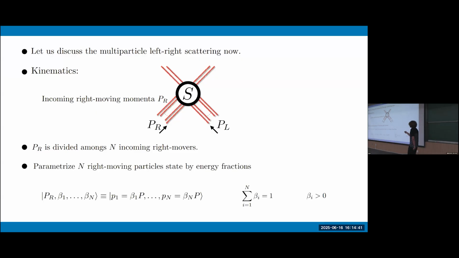Now, we'll parameterize these n incoming right movers by the total momenta PR and their energy fractions, beta 1 to beta n. Meaning, the first particle in this bundle has momenta P1 equal to beta 1 times PR. There's an R missing here. And for physical configurations, we must have that the energy fractions sum to 1, and they're all positive.